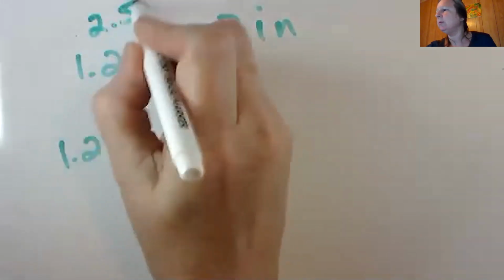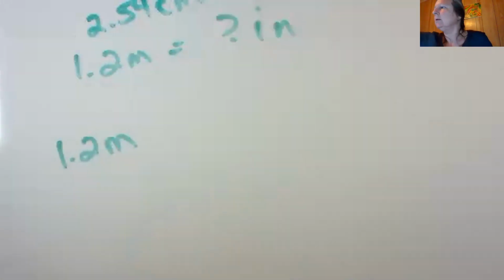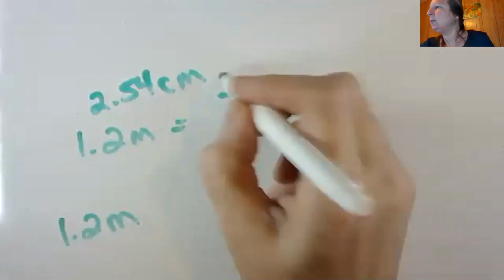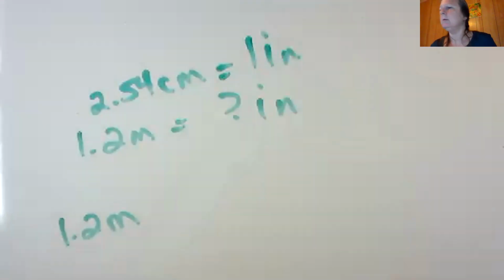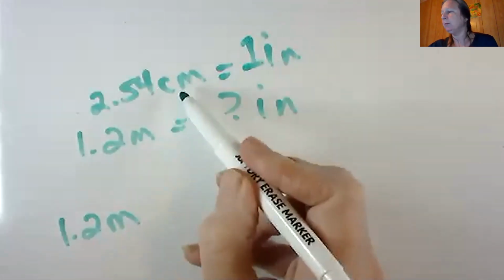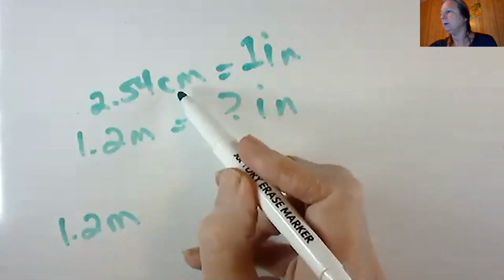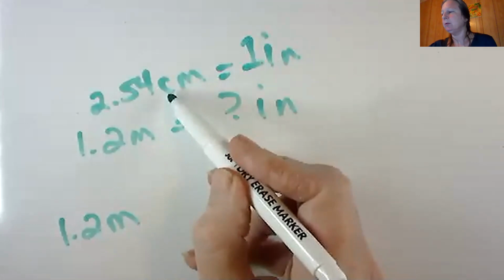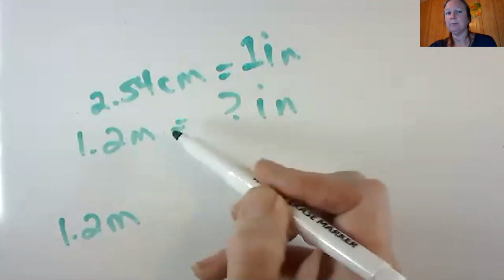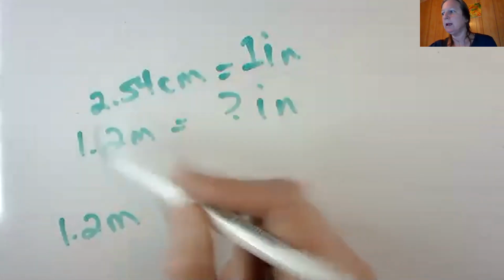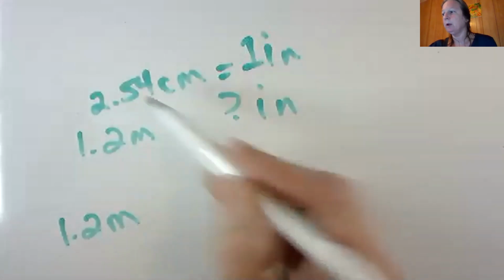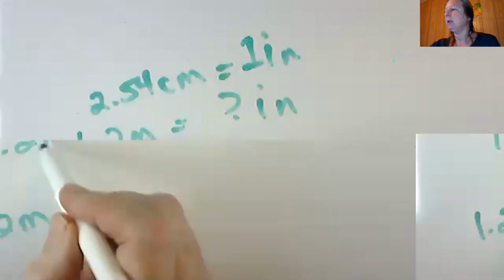Now, what do we know? We know that 2.54 centimeters is equal to 1 inch. That looks like Lynn, but it's inch. And we know the relationship between meter and centimeter. There are 100 centimeters in 1 meter, or 10 to the 2. And those are relationships you will have memorized. So how do I get from here to there?